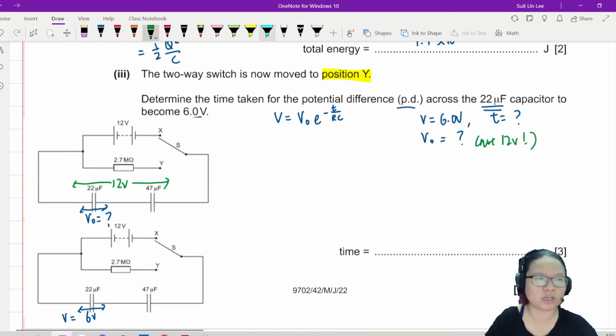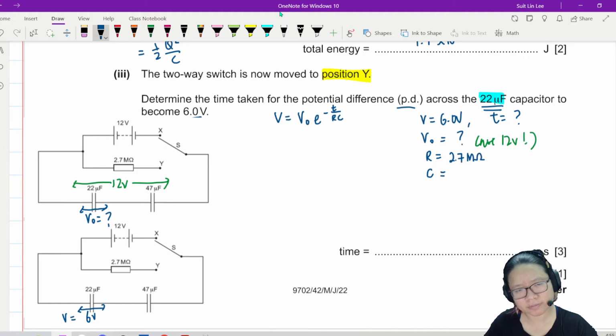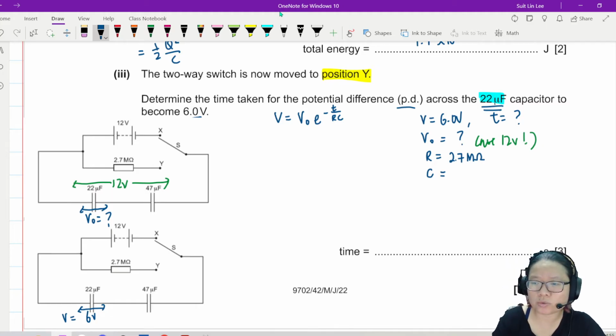Okay, so we're only looking across the 22 microfarad capacitor. Okay, what about R? I guess R is pretty straightforward. 2.7 mega ohm. But what about C? Oh, this one. Should we use 22 microfarad? 47 plus 22 microfarad?